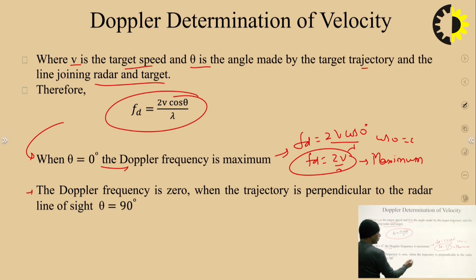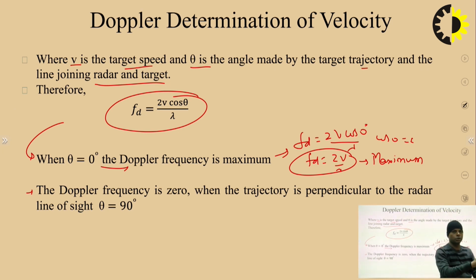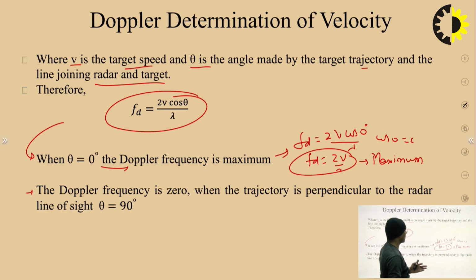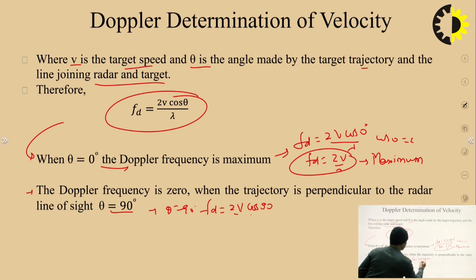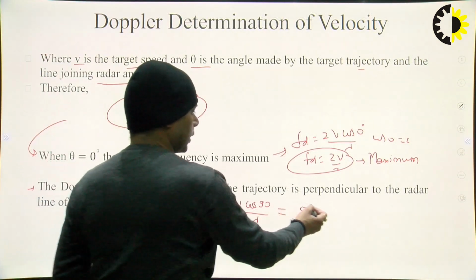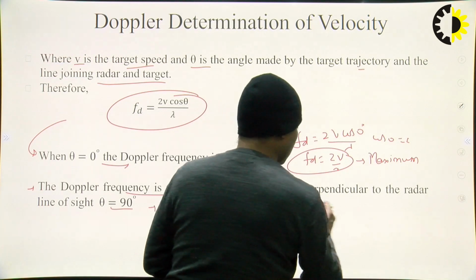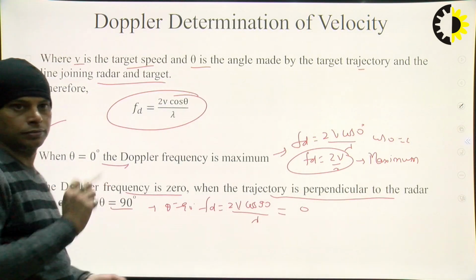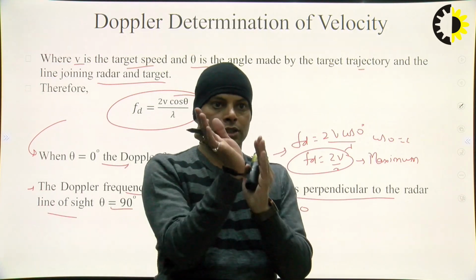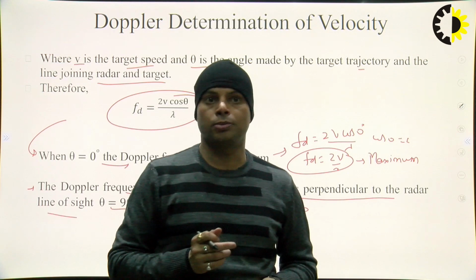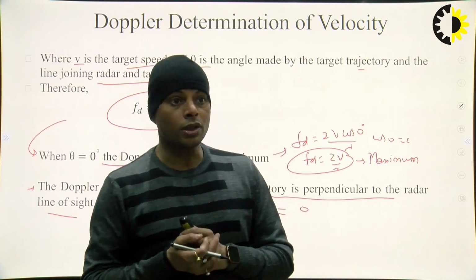Theta will vary from 0 to 90 degrees in the case of cos. So when theta is equal to 90 degrees, what will happen? 2V cos 90 by lambda. Cos 90 is 0, so it will become 0. This means the Doppler frequency is now 0 in this case. This condition comes when the trajectory is perpendicular to the radar line of sight. That means if this is the radar and this is the position, the angle will be 90 degrees, and at this condition the Doppler frequency will be 0 here.